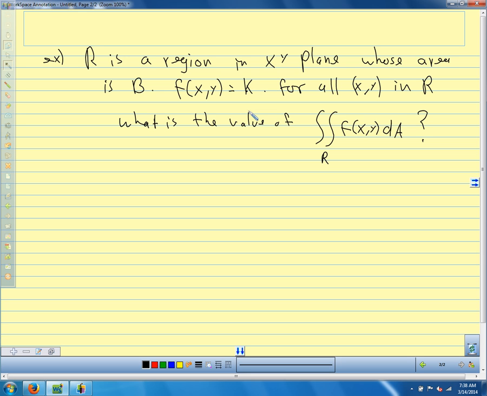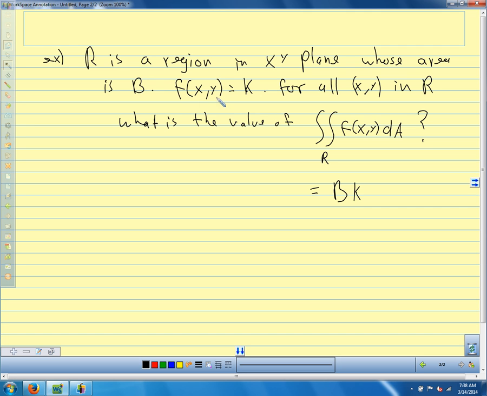What do you think, Anna? BK. So Anna says this is equal to B times K. How did you come up with that? Okay. So our region here is just basically a right solid. So we have a solid with a base area of B in the plane, and our height of that solid is going to be K. So area of the base times the height. So this would be BK.